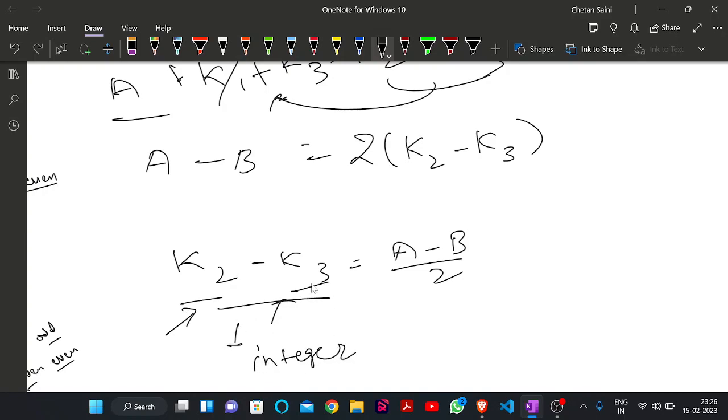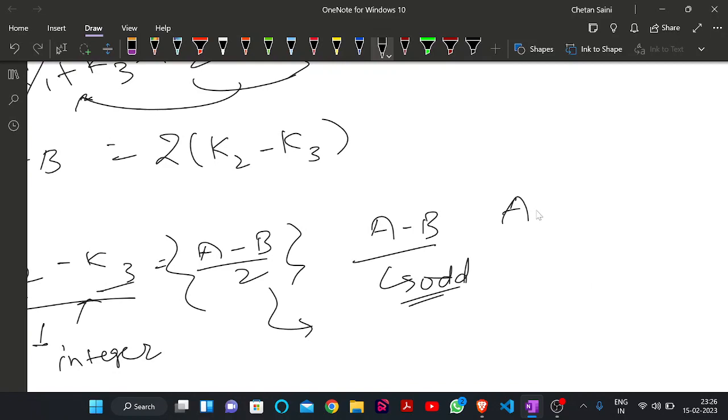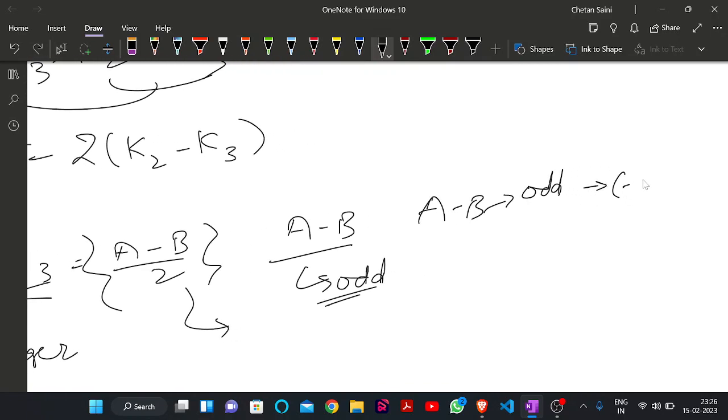If these two are integers, then this also should be an integer. But if A minus B is odd, then this cannot be an integer. So there is a condition that if A minus B is odd, then we will always print -1. And if that is even, then we will proceed further.